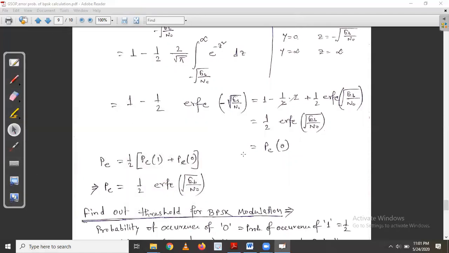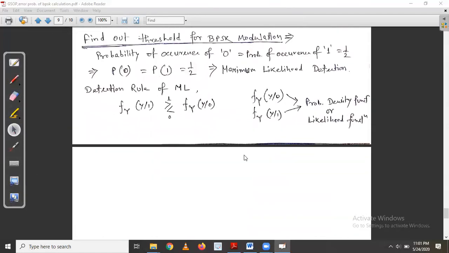Okay. The next very interesting thing is that, again and again, I am telling you that the threshold is 0. If the observation is greater than 0, bit 1 is detected. If the observation is less than 0, then bit 0 is detected. So 0 is the threshold value with which the observation is compared. So how is this 0 coming?